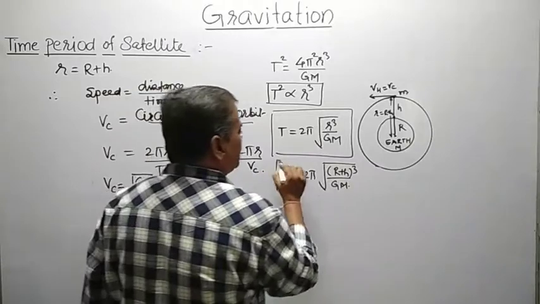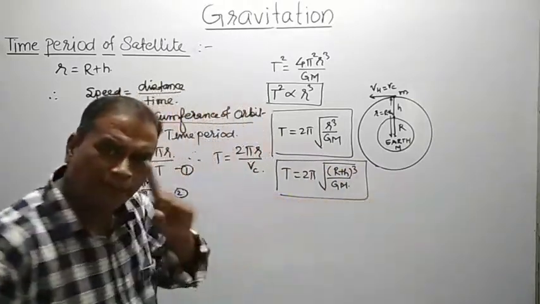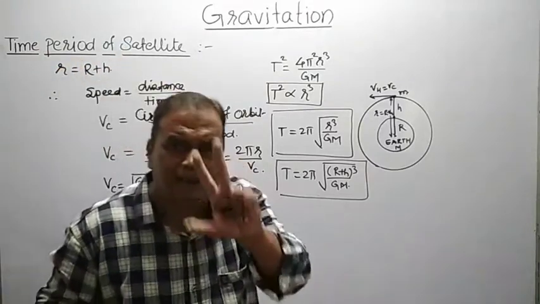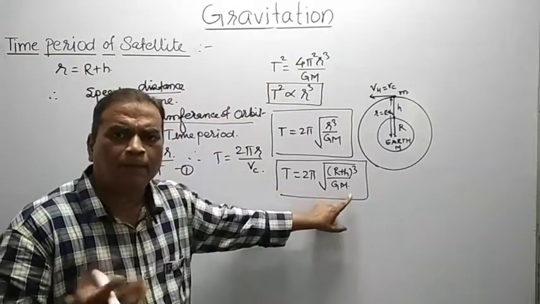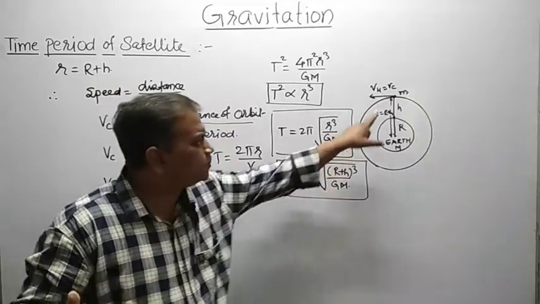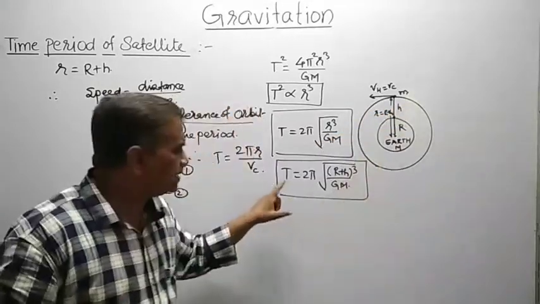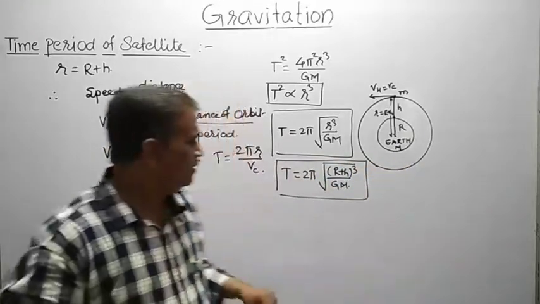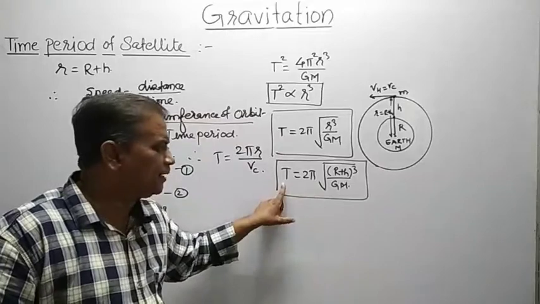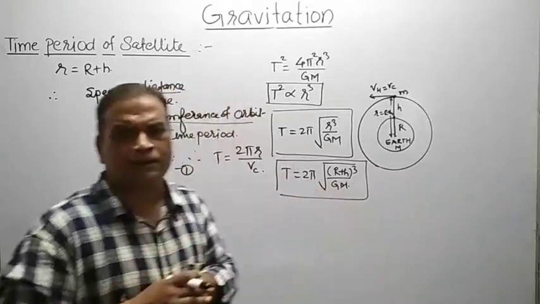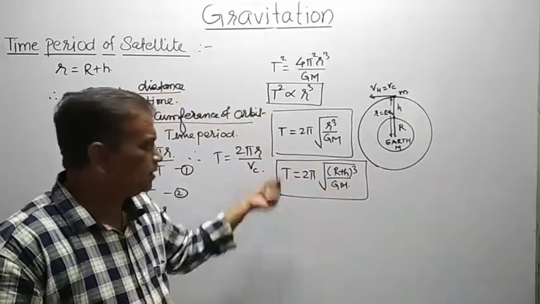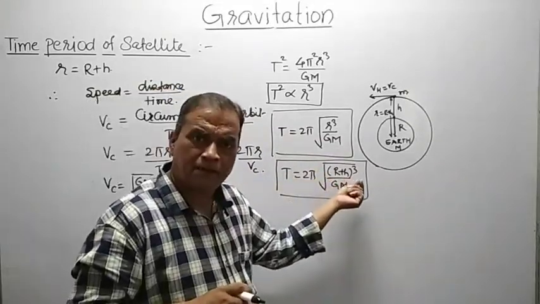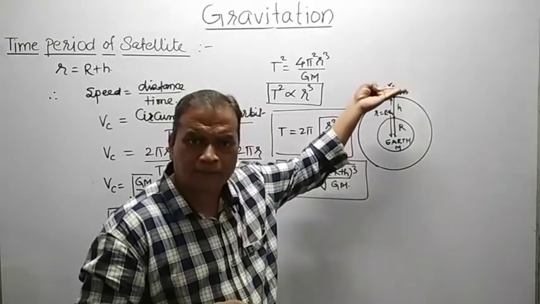And from this expression, remember, the time period of revolution of satellite does not depend on mass of satellite. Is there any factor small m, mass of satellite? No. Means the time period of satellite does not depend on mass of satellite, but period of revolution of satellite depends on mass of earth. It depends on radius of circular orbit. It depends on the height h above the surface of earth.